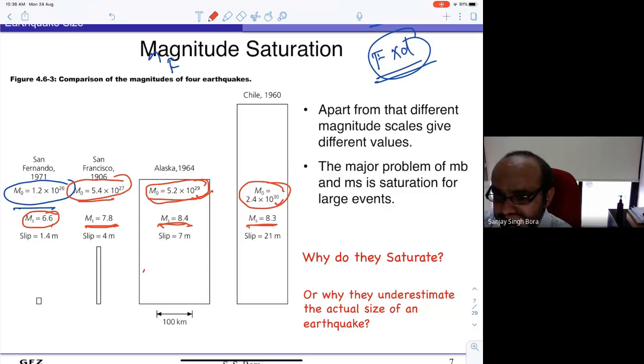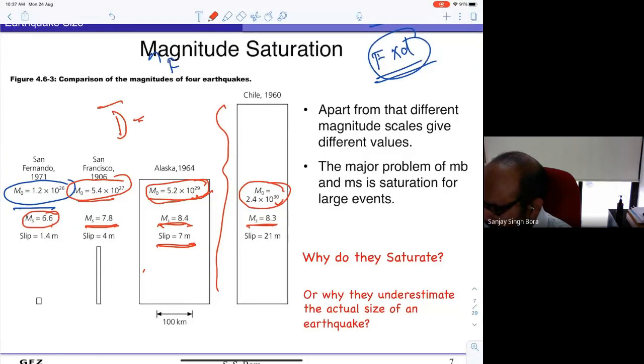MS here is telling you 8.4 and MS there is 8.3. So you can clearly see that M0 for the Chile earthquake is larger by a factor of at least 10, but your MS is giving you a value of 8.3 in comparison to 8.4 for the Alaska earthquake. The slip in those earthquakes also shows this. The average slip, D bar, was 7 meters here and 21 meters there, but still MS was giving a lower magnitude.